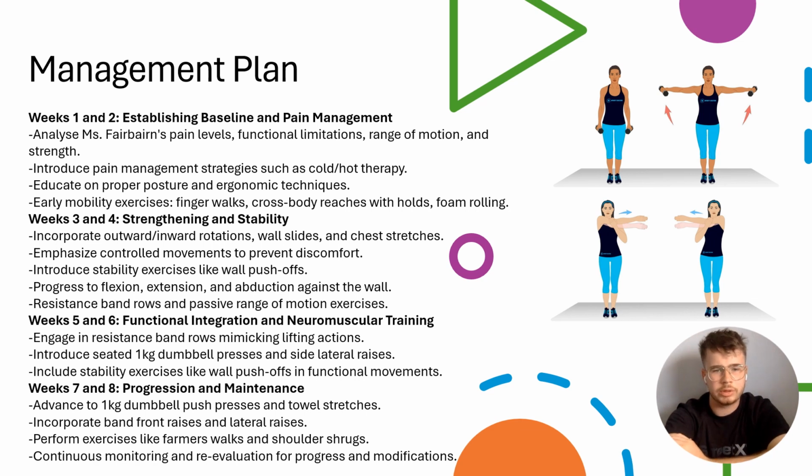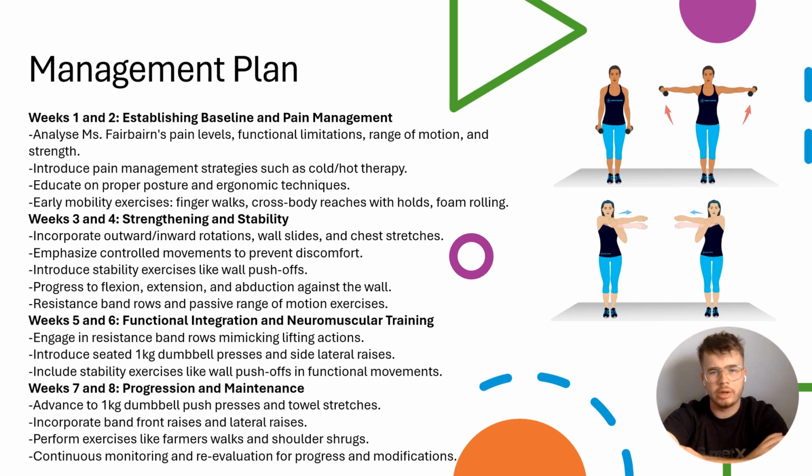These exercises are accompanied by stability exercises such as wall push-offs, aiming at enhancing shoulder stability and control in functional movements. In weeks 7 and 8, the focus shifts towards progression and maintenance. Ms. Fairbairn progresses to 1 kilo dumbbell push presses and towel stretches, challenging shoulder strength and flexibility. Additionally, exercises such as band front raises and band lateral raises are incorporated to further enhance shoulder strength and stability.